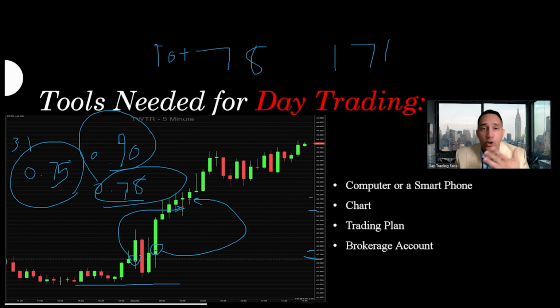So you need a chart. You need, of course, a technology piece, like a computer, smartphone, iPad, or iPhone. You need a brokerage account. You need a trading plan that tells you where your risk is and where your reward is. And you definitely need lifetime, real-time data from your brokerage account.